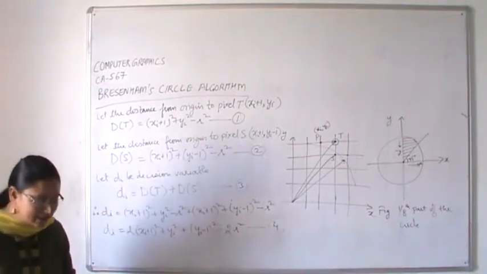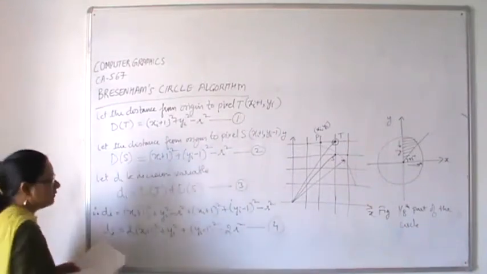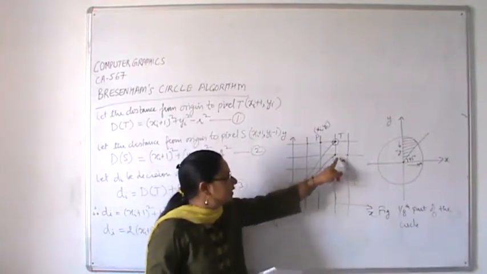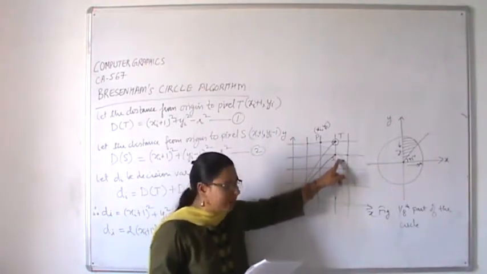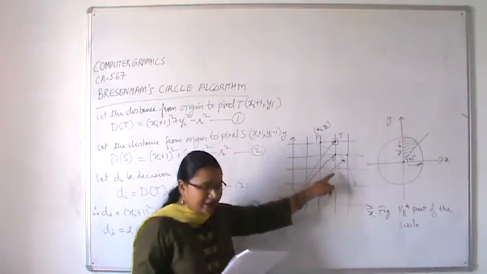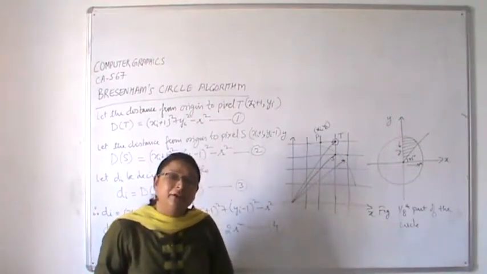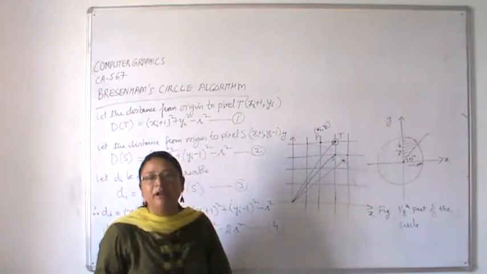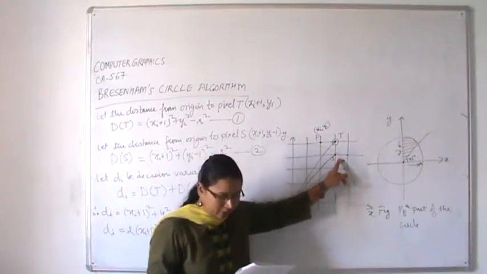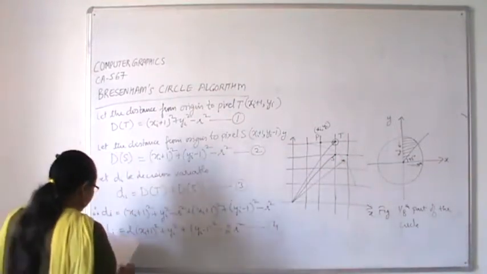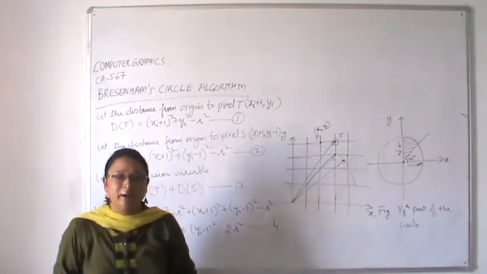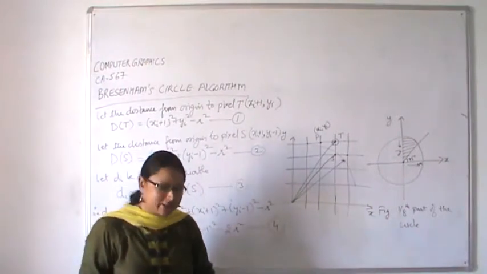So two cases arise. First case is when di is less than 0, in that case the magnitude of d of t will be less than the magnitude of d of s. So we have to plot pixel t. And the second case says that when di is greater than or equal to 0, that is, the magnitude of d of t is greater than or equal to the magnitude of d of s, in that case pixel s is the nearest one, and that we have to plot. So that we can write. Now we have to find out the value of the decision parameter at the i plus 1th step.